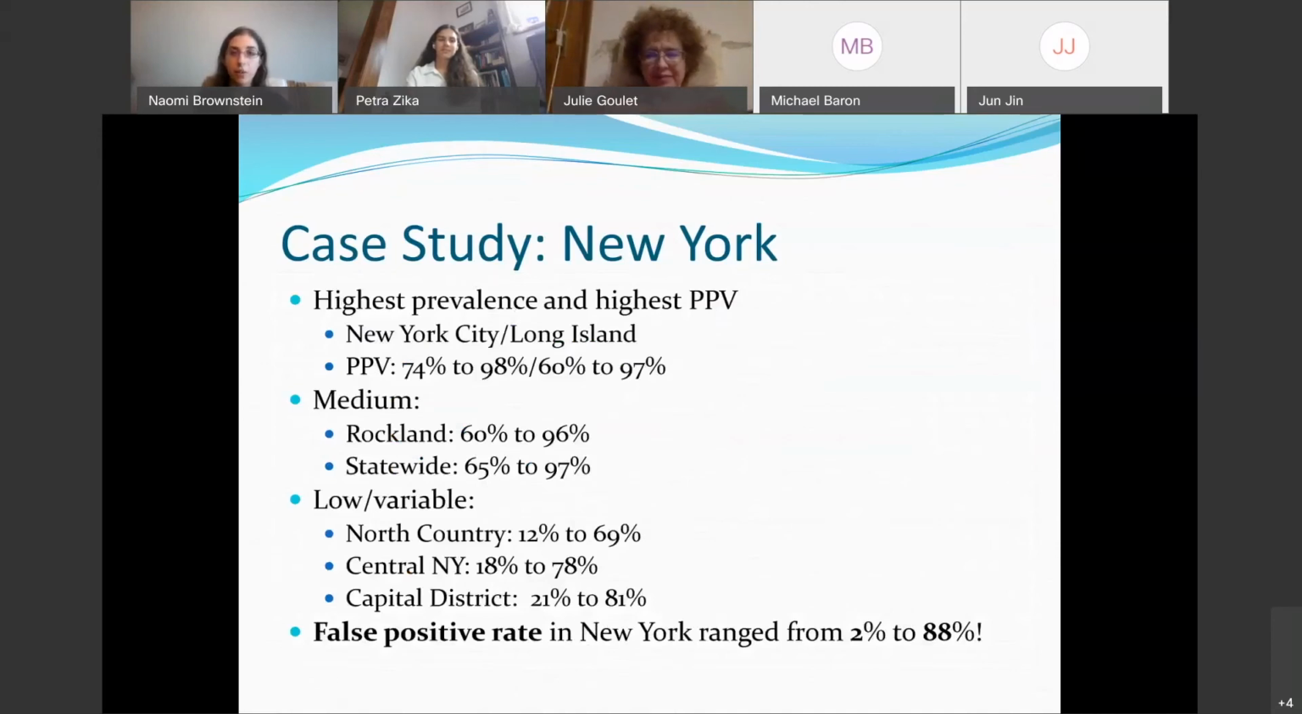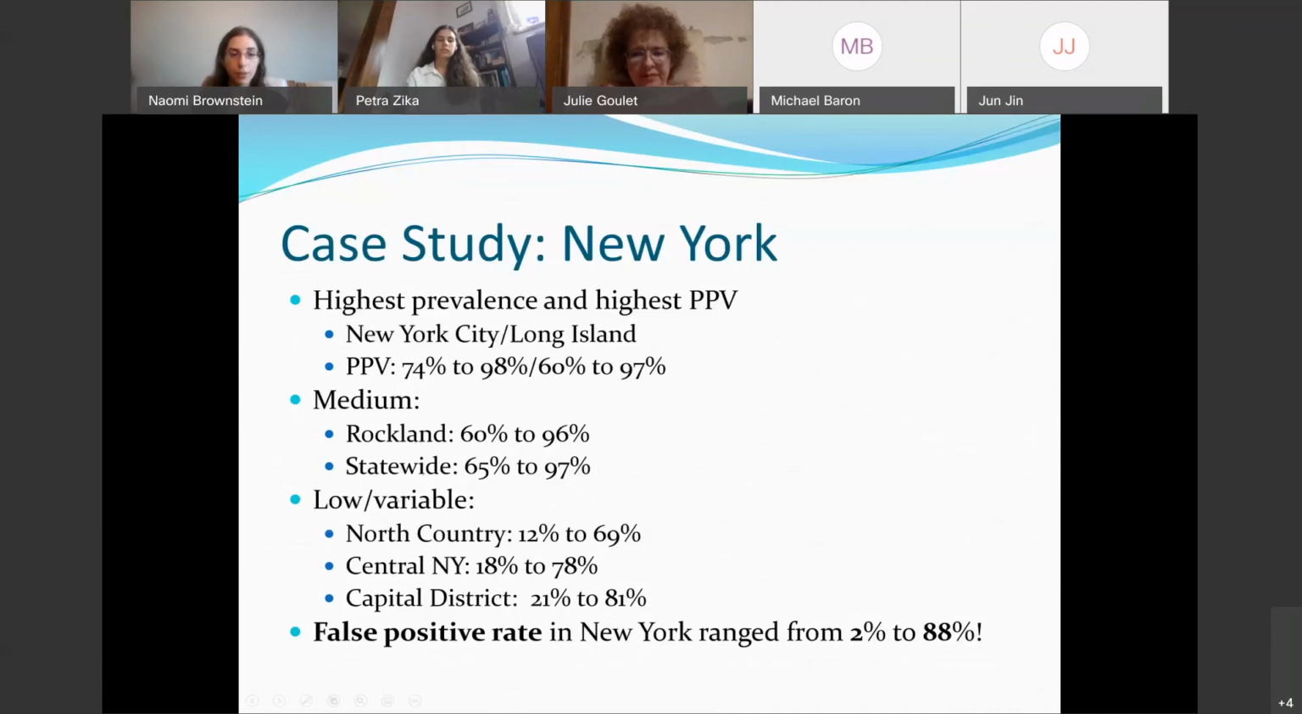Okay, so how does this look in particular regions? Well, in hard-hit areas, the positive predictive value is fairly high, so 74 to 98%, or 60 to 97%. So this is like at least half or almost all of the positives are expected to be true positives, or conversely, relatively low false positives. Now, you can see this is more medium statewide and in Rockland.